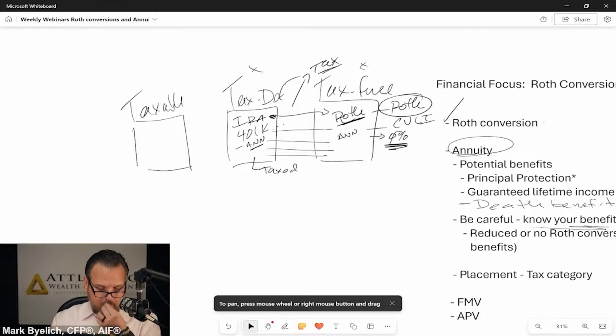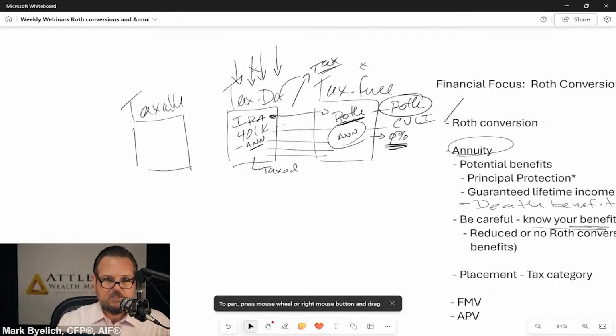Well, for most people, they'd want it not to be taxed. So a common strategy is, because most people have most of their money in this tax-deferred bucket right here, we'll allocate a portion of the investments within the tax-deferred bucket inside of an annuity. We like the ones that offer principal protection, guaranteed lifetime income, and, of course, a death benefit. You've again got to be careful of the costs and nature of it.